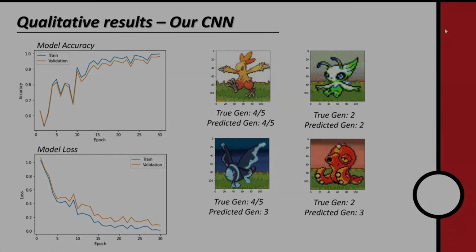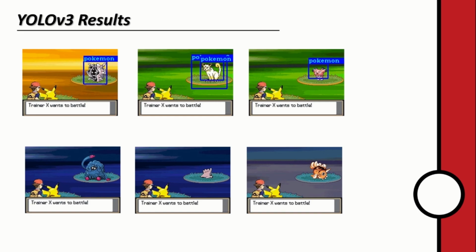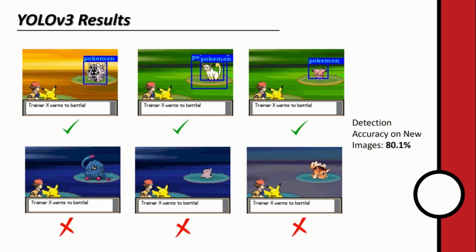Evaluating the performance of YOLO v3, there were several instances of bounding boxes being correctly detected. In some cases, more than one bounding box was identified, but this was still acceptable since the Pokemon was still enclosed in the detected area. Most of the false negatives occurred due to low contrast between the Pokemon and the darker backgrounds, as you can see. Overall, YOLO v3 was able to detect Pokemon and battle images with an 80.1% accuracy.